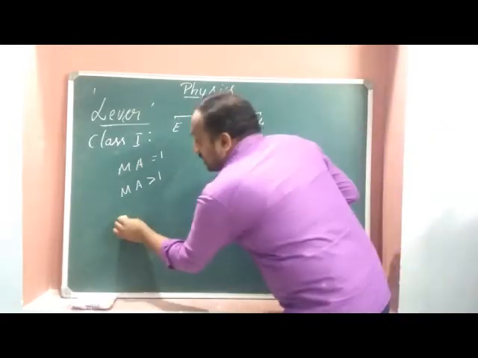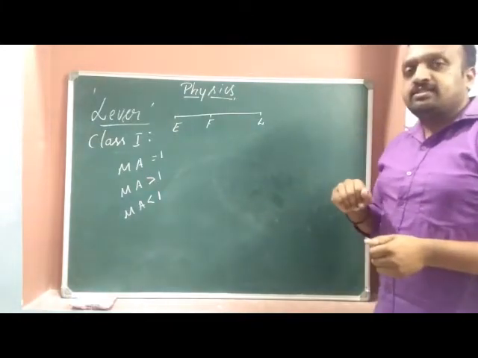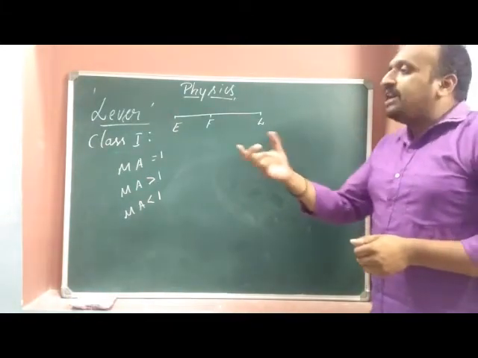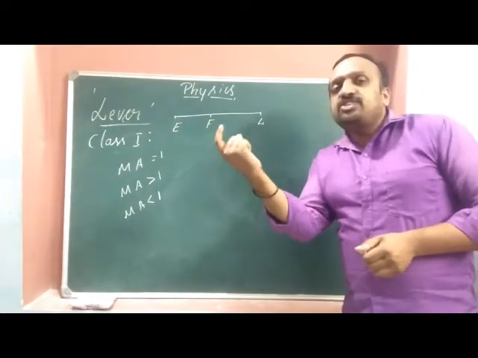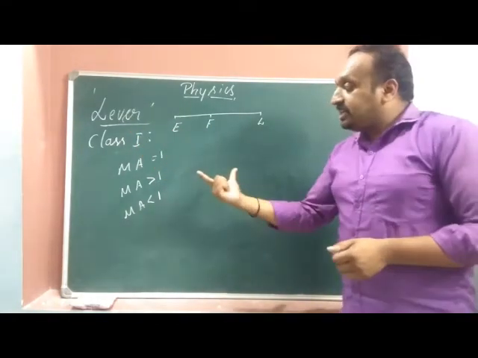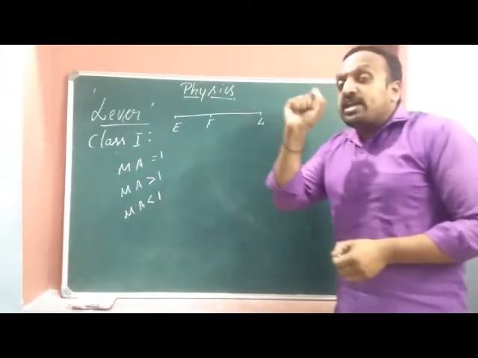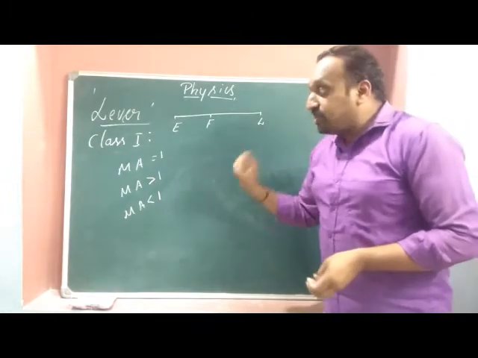Now the last case, the mechanical advantage less than 1, scissors. How, sir? Handle. The length of the handle is shorter compared to that of the blades. So in that condition, the mechanical advantage is less than 1. So very clearly observe this one.